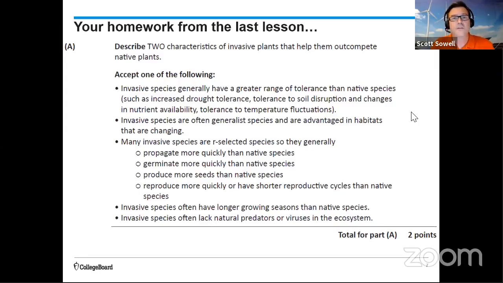And then the category of being r-selected species, or r-strategists, is a huge characteristic because they typically propagate or reproduce earlier in their life cycle. And when they do, they reproduce a lot. Think of a fern, for example, millions and millions of spores coming out. And you could also talk about invasive species lacking natural predators or diseases that would control their populations. So any of those 2 descriptions would have gotten you points here for A.